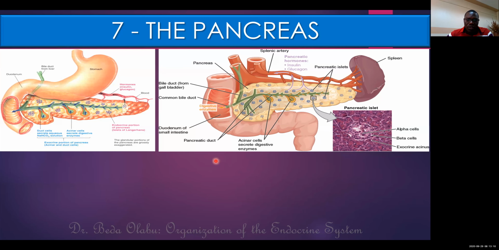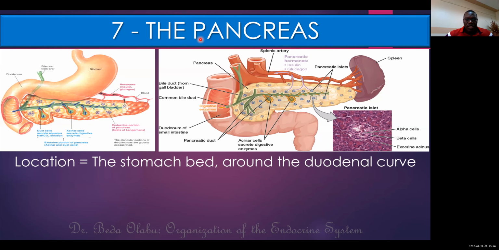We are going to begin on the pancreas. This is the 7th endocrine gland we are looking at now. So just as we agreed yesterday, we look at the organ, we look at the location, we look at the parts, we look at the functional cell types, we look at the hormones these cells produce, then we look at the effects of these hormones, and if there's something clinical to highlight, then we do highlight.